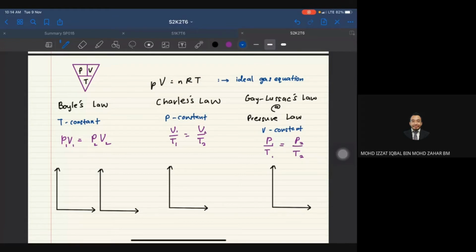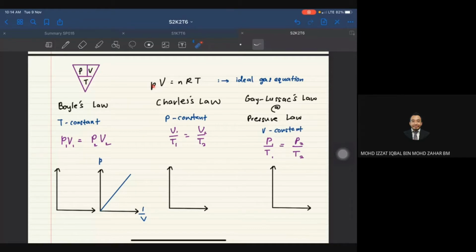So I'll draw that one first. If I want to plot P against 1 over V, then I expect to have a straight line, okay? Because the T is constant. And if I plot P against V, then it is the same as the 1 over x graph, okay? So you have this type of curve, which doesn't touch the axis. This is if you plot P against V.